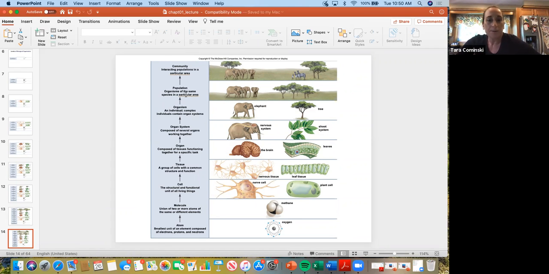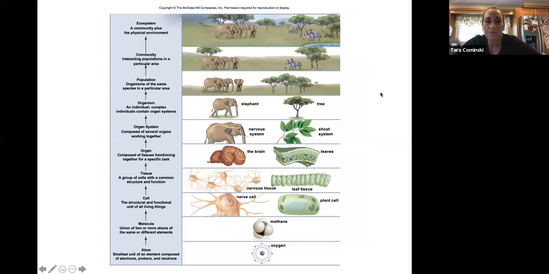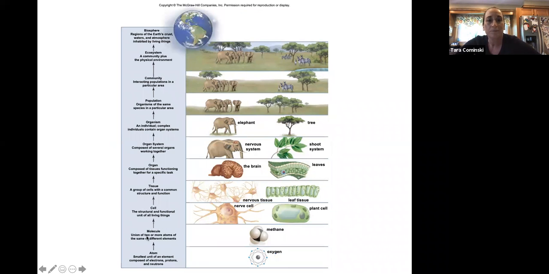Next, we have ecosystem, because now we're considering the physical environment as well. And then lastly, the most complex, the biosphere, because now we're talking about regions of the Earth's crust and the atmosphere that all those living things are a part of. All right, so we should be familiar with all of these things.